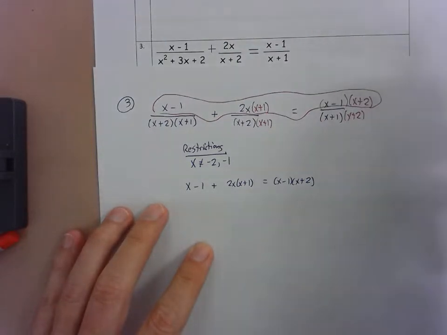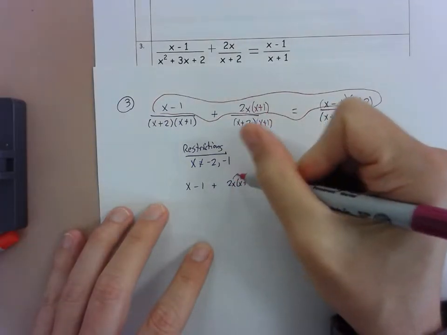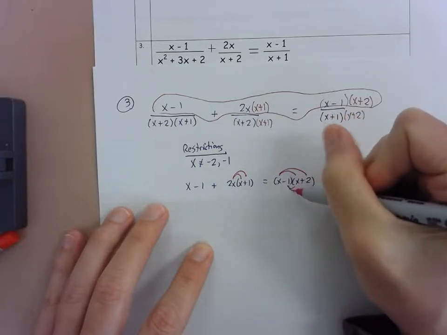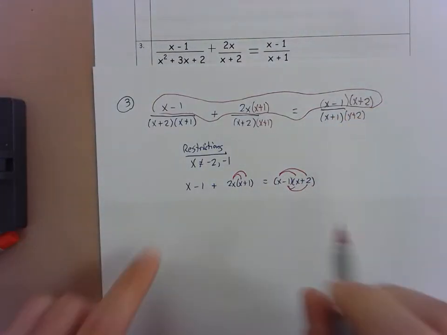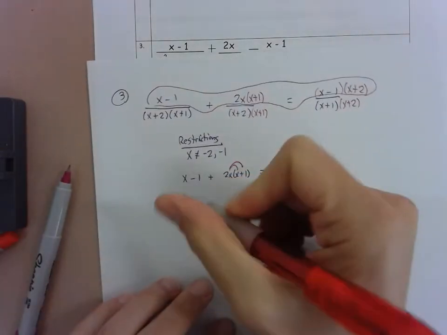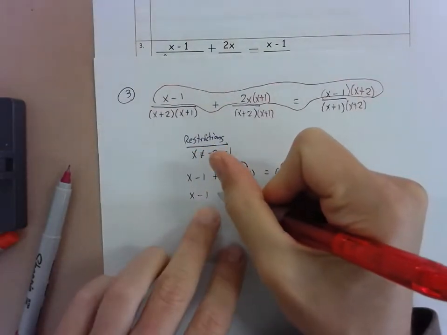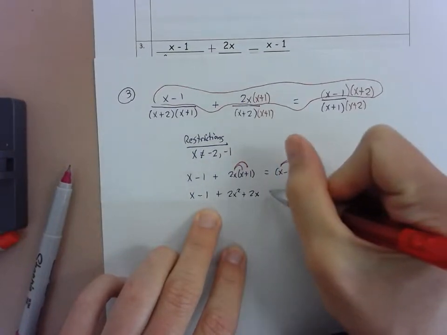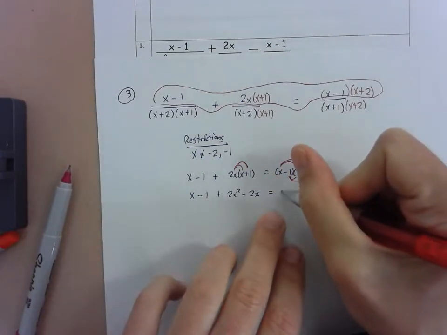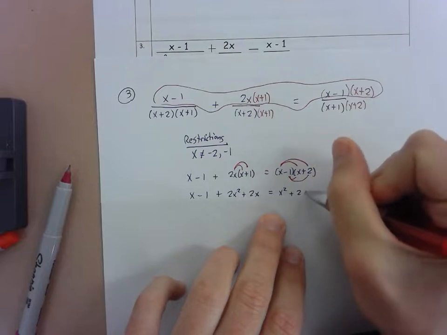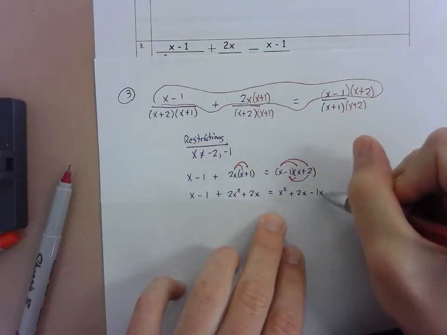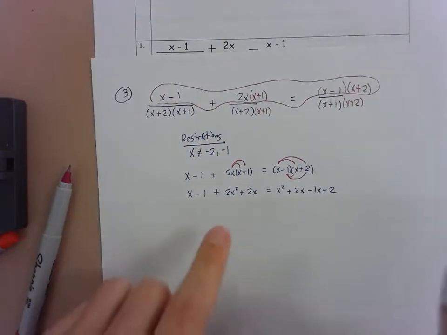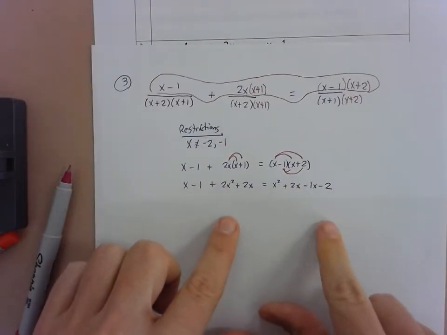So we got a little bit of foiling and distributing going on. This is going to be distributed. We got some foiling here. Let's carefully rewrite that. So that's going to be x minus 1 plus 2x squared plus 2x equals x squared plus 2x minus 1x minus 2. And this is going to end up being a quadratic when we simplify it.